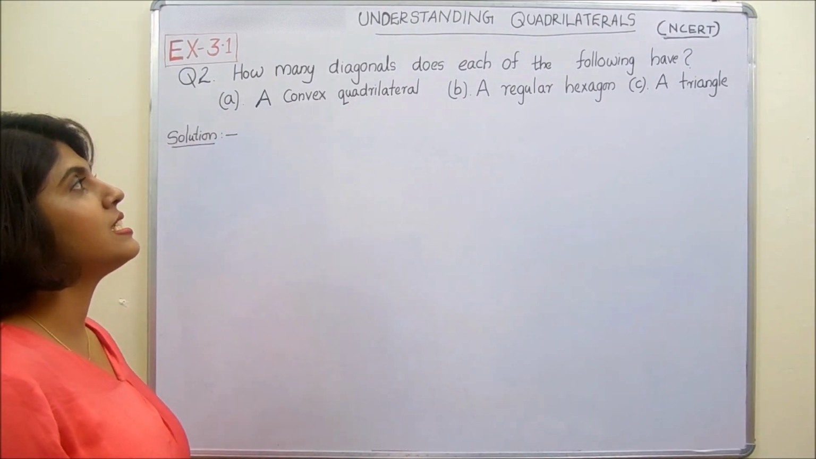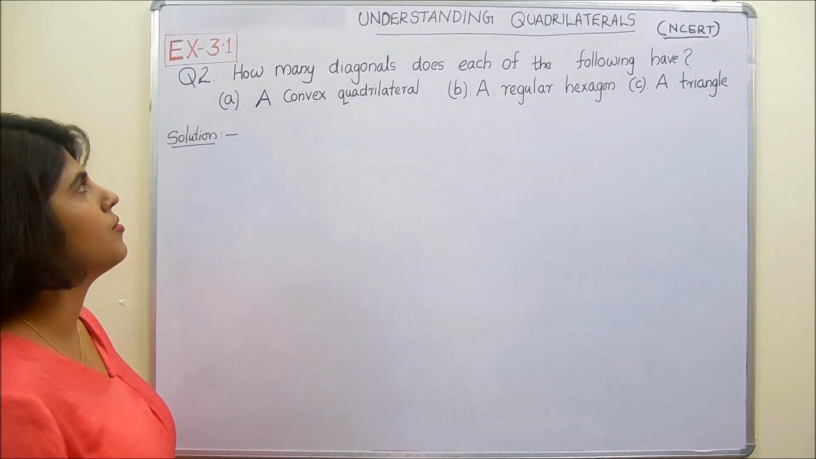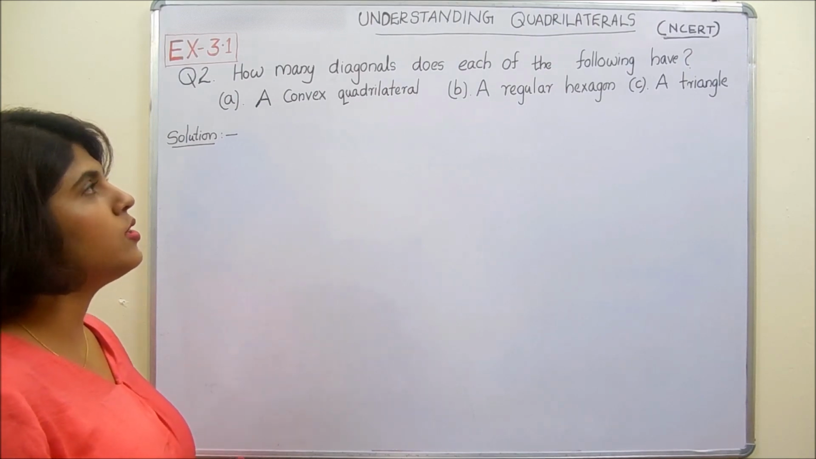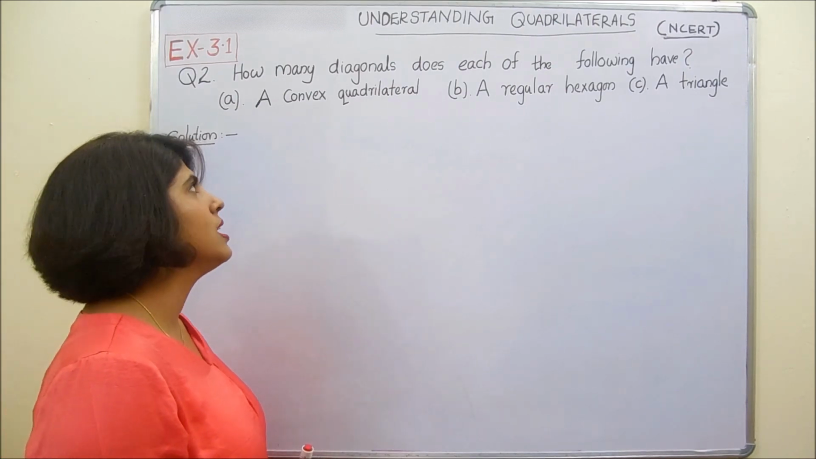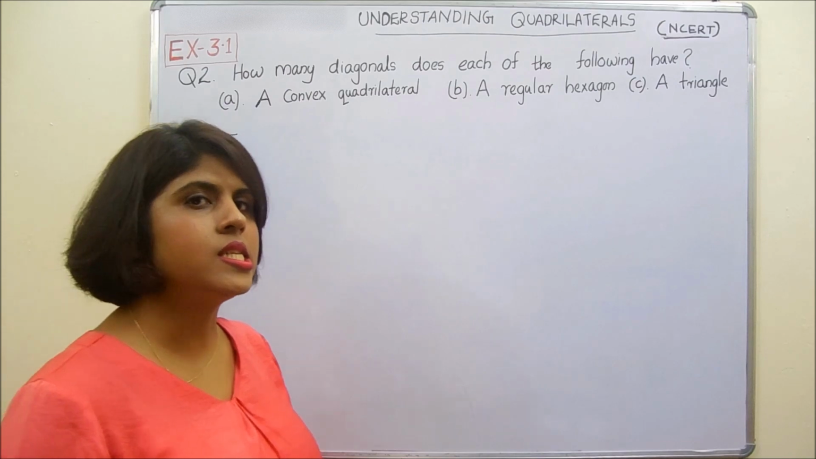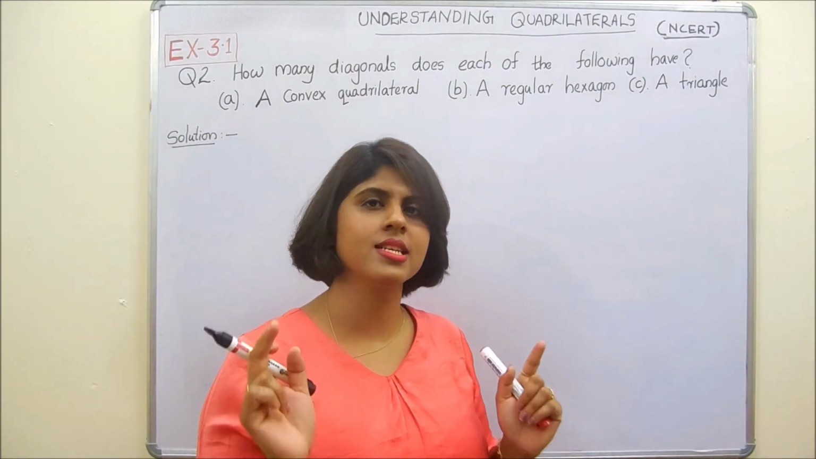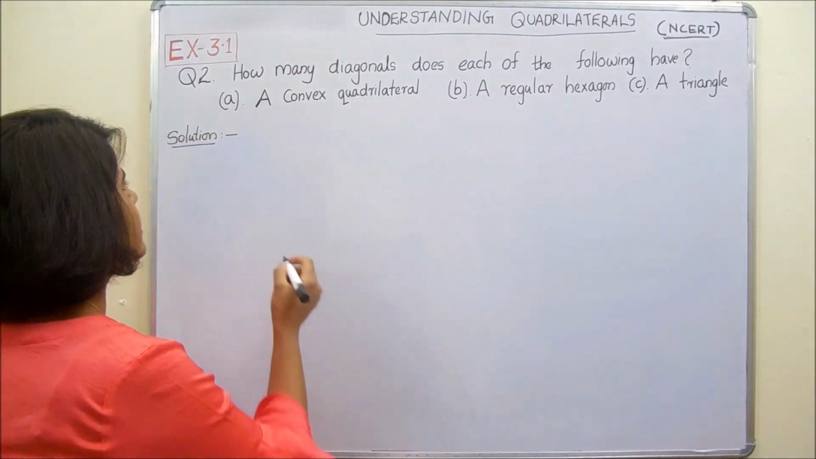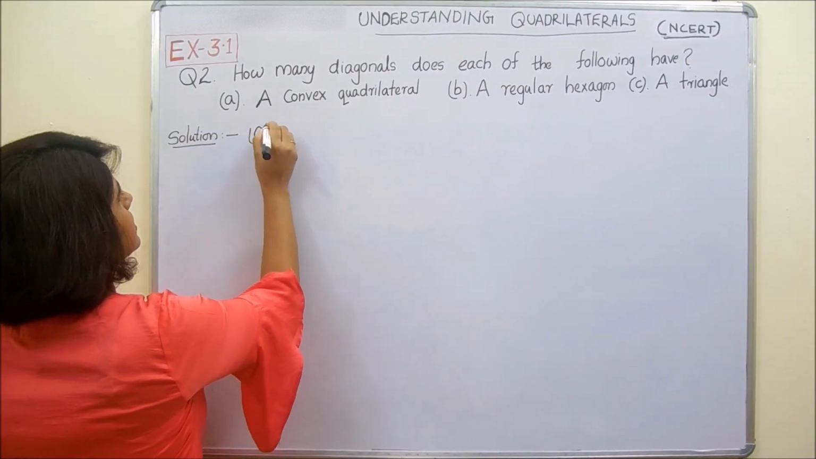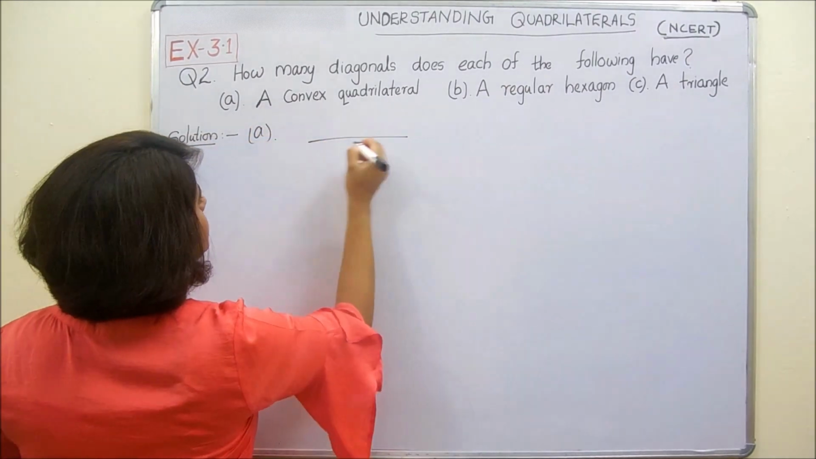Question number 2. How many diagonals does each of the following have? First one is a quadrilateral. A convex quadrilateral means a quadrilateral having all of its interior angles less than 180 degrees. So let us consider a convex quadrilateral.